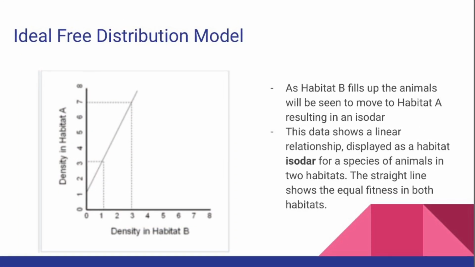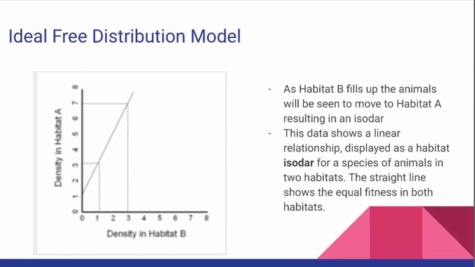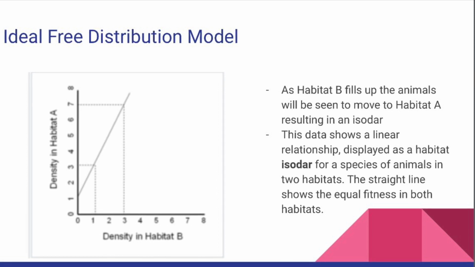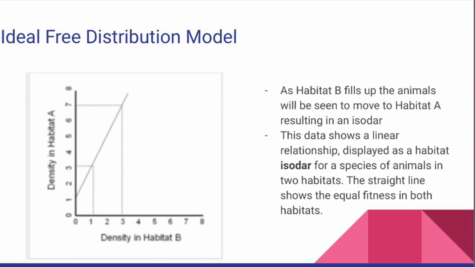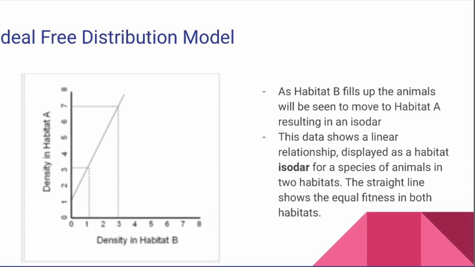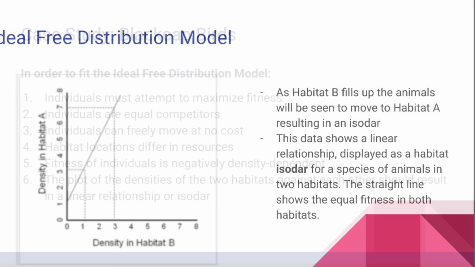So these graphs typically must show a linear relationship based off the densities. As habitat B fills up, the animals will be seen to move to habitat A, resulting in an isodar. This will display a habitat isodar for a species of animals in two habitats. The straight line shows the equal fitness in both habitats.